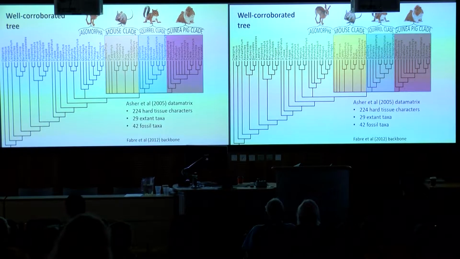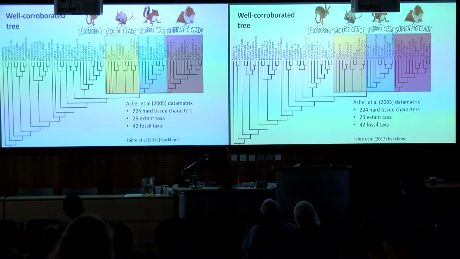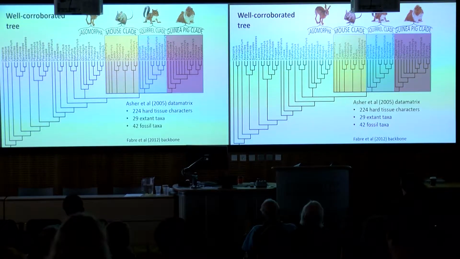So to help answer my questions, I've been looking at this data matrix of rodent and lagomorph species compiled by Asher et al. And my supervisor and I have been continuing to add data to this. We've so far got 42 fossil taxa, 29 extant taxa, and about 224 hard tissue characters.